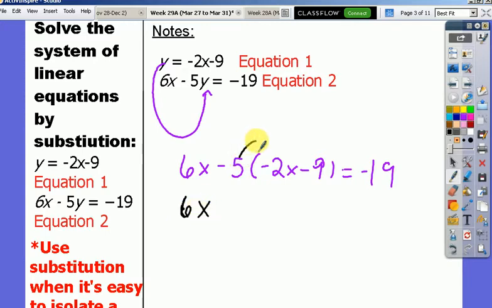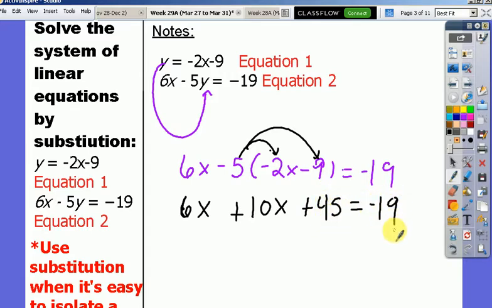Okay, when I distribute this negative 5, what do I get here? 10 plus 10x. What do I get here when I distribute this negative 5? 45. Yeah, 45. Okay, with me so far? Yes. Okay, now what do I do?